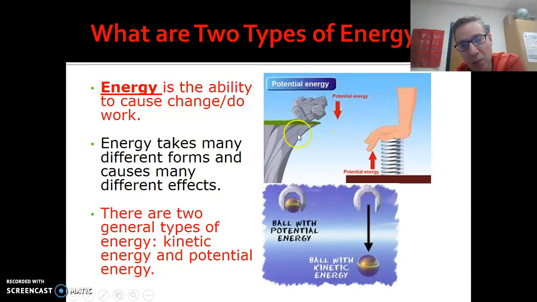And here's a couple of pictures and examples of potential energy, like squeezing down a spring, or the rock on top of a cliff, kind of like a Wile E. Coyote moment. Okay? And there's another one with the ball. Potential energy, it's up, and as it falls, it turns into kinetic energy.